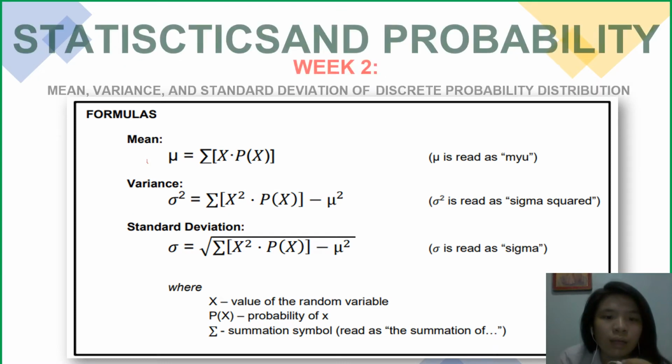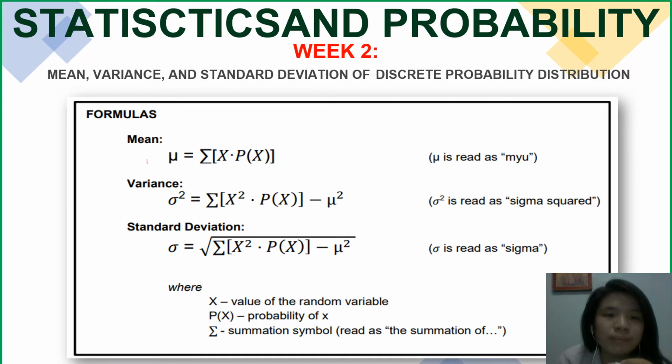So, before we proceed to solving problems, first, we identify the formulas for mean, variance, and standard deviation of discrete probability distribution. First one is the formula of the mean. Mean, its symbol is this. This is the symbol for mean, and it is read as mu. So, the formula for mean is mu is equal to the summation of the product of x and p of x, where x is the value of the random variable and p of x is the probability of x.